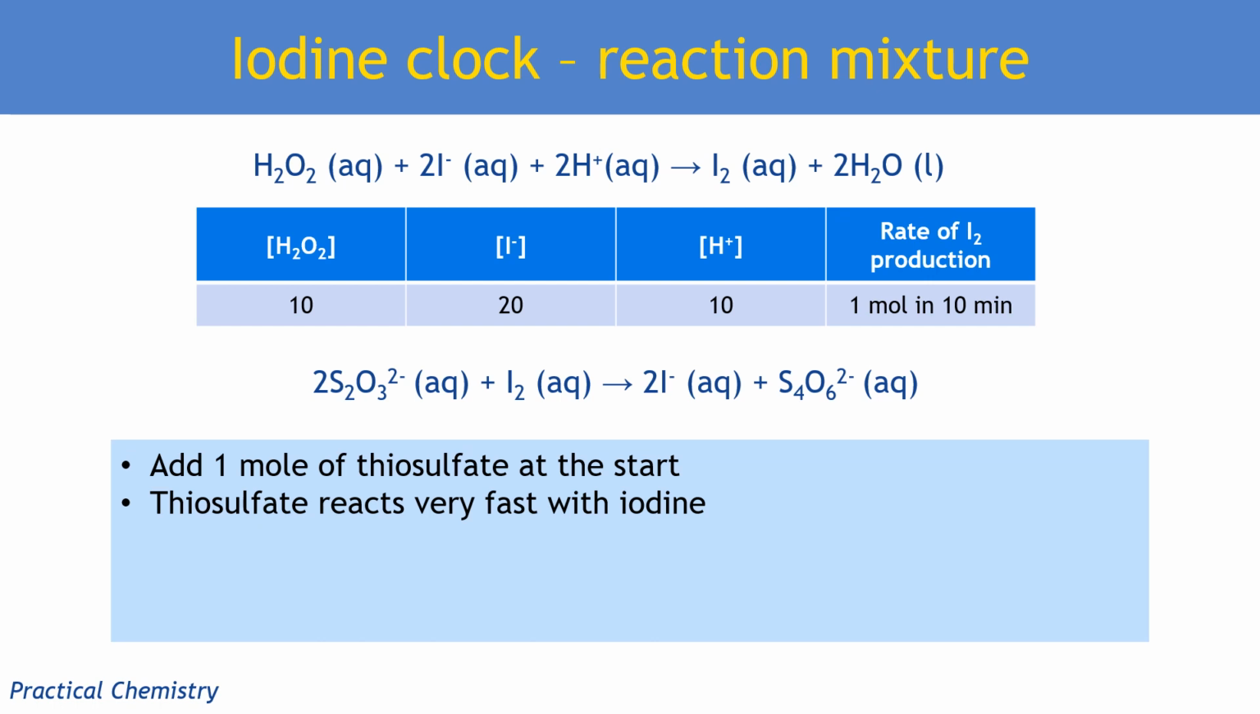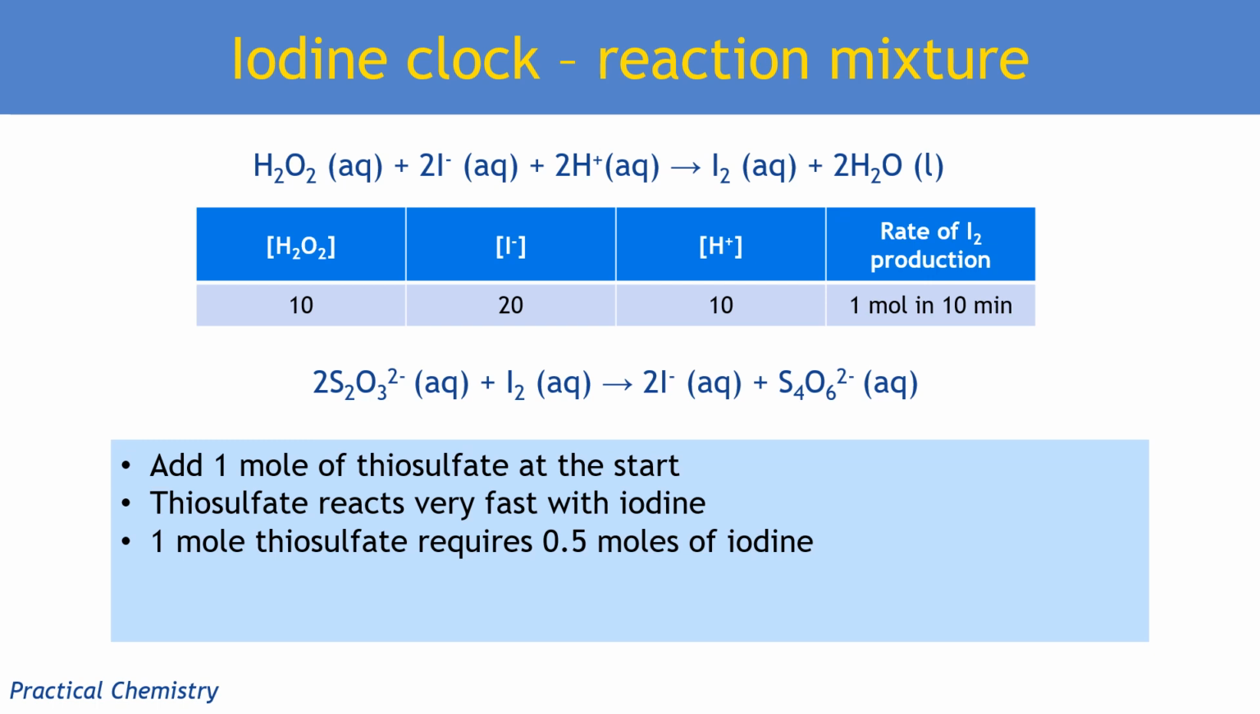So at the moment, my flask looks completely colourless because everything in it is colourless. That's not going to last, however, because I only added 1 mole of thiosulfate. Now, if we look at the balanced equation, we can see, hopefully, that 1 mole of thiosulfate, it's a 2-to-1 ratio, so that thiosulfate will be used up after 0.5 moles of iodine has been produced.